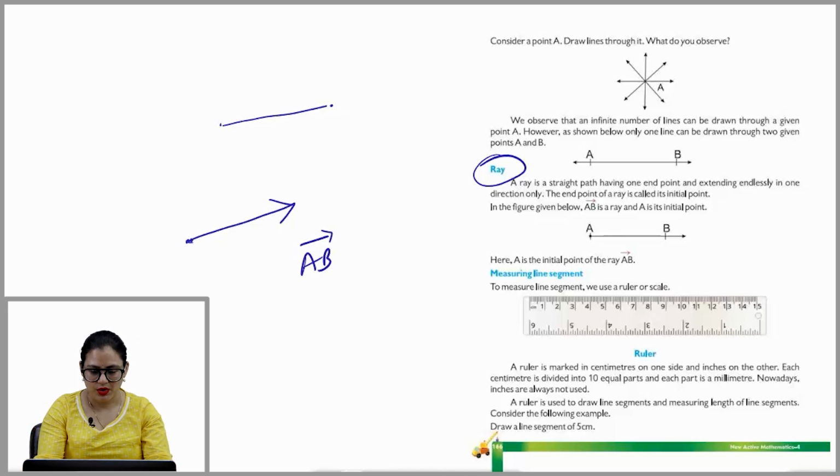Measuring line segment. To measure a line segment, we use a ruler or scale. A ruler is marked in centimeters on one side and inches on the other. Each centimeter is divided into 10 equal parts and each part is a millimeter. Nowadays, inches are not always used. A ruler is used to draw line segments and measure the length of a line segment. Consider the following example. Draw a line segment of 5 centimeter.